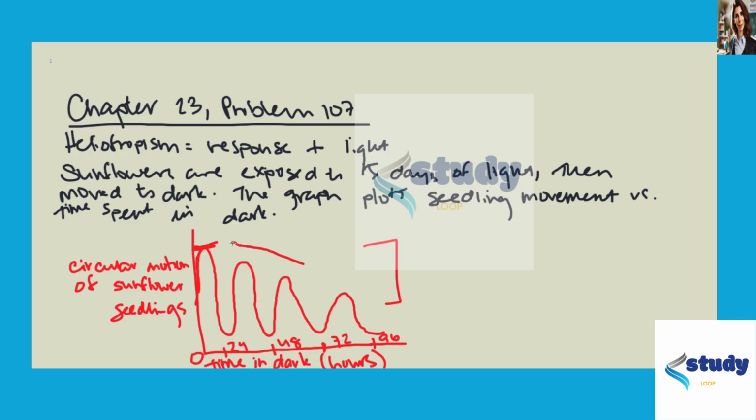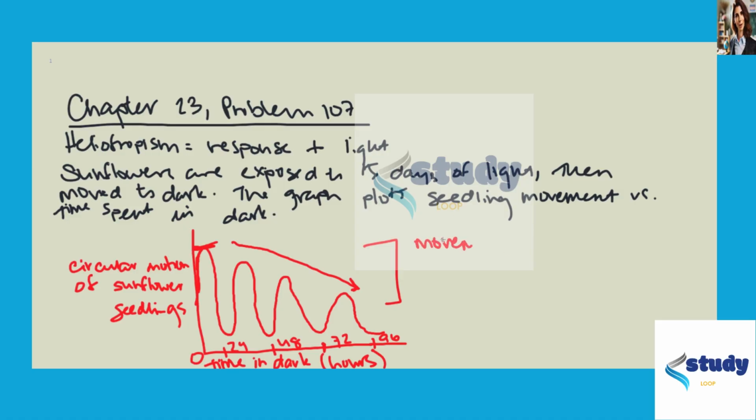So what you can see here is that the motion of the seedlings, the circular motion, starts out at a maximum level that eventually over time begins to decrease. So the movement of these seedlings begins to diminish as they spend more and more time in the dark. However, the movement doesn't completely cease, suggesting that this movement doesn't 100% depend on sunlight once it's actually set up.